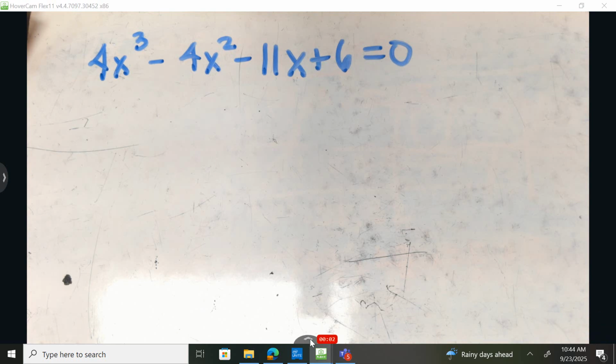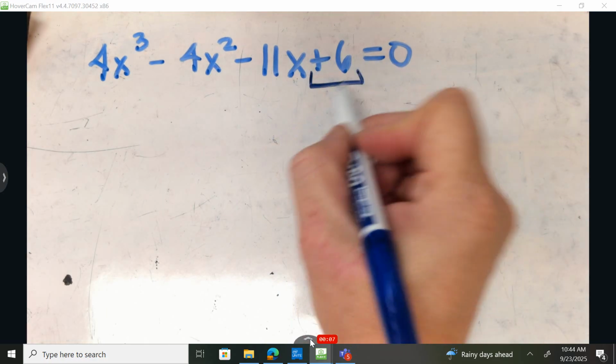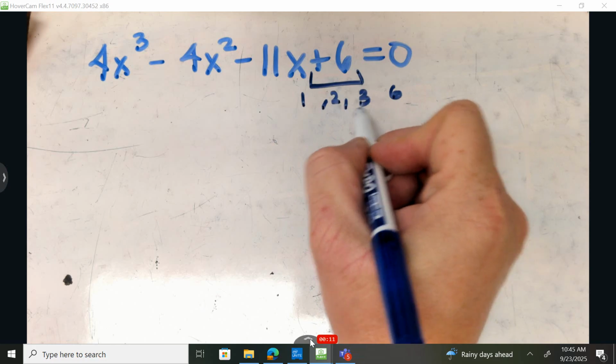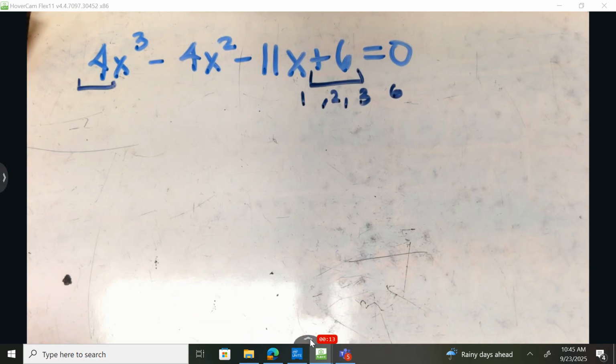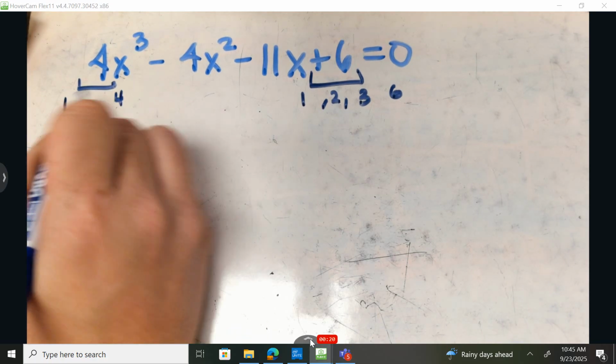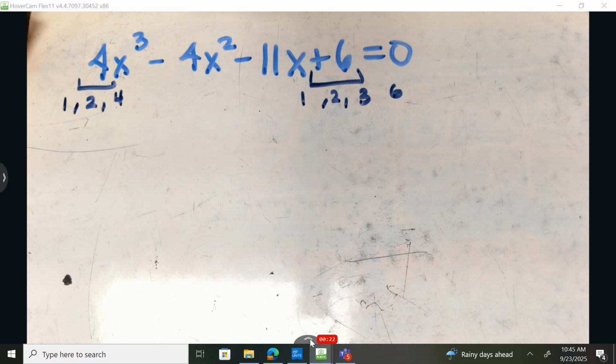Unit 5, Lesson 5, and this is Part 2, our second example. I'm going to start by listing the factors of 6: 1 and 6, and 2 and 3. Then, unlike Lesson 4, we do have a leading coefficient other than positive 1. Factors of 4 are 1 and 4, and 2 and 2. You only have to list 2 once.